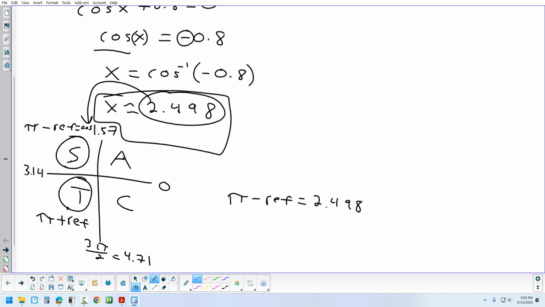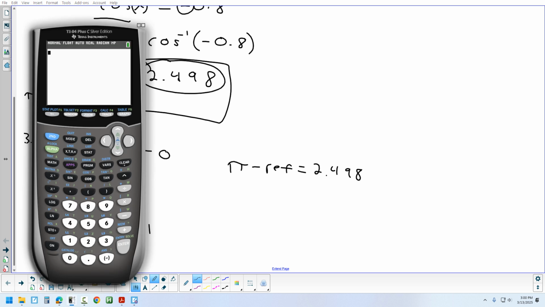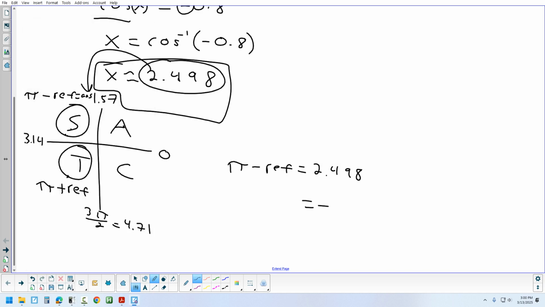All right. What would we do next to try to get the reference angle by itself? We would put pi on the other side. Yep, and how would you move the pi over? Subtract pi. Yep, so 2.498, that's minus pi. That gives me negative 0.644. And that's the negative of my reference angle. So then what would be the positive of my reference angle? 0.644. Yep, perfect, 0.644.